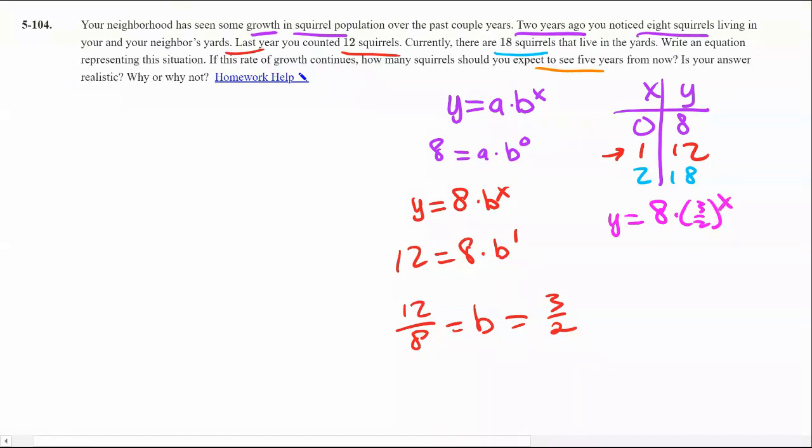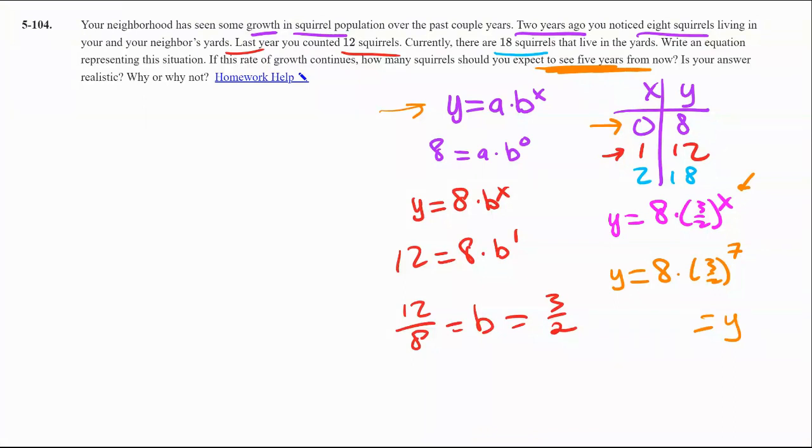x. And so we're asked to see how many there are going to be in 5 years from now. So I'm going to plug in 5 for x. Wait, no, my fault. It should be 7 because 5 years from now, remember my equation that I created was saying that when x is 0, that's 2 years ago. So 5 years from now would be 7 years from 2 years ago. So I think it's kind of confusing.